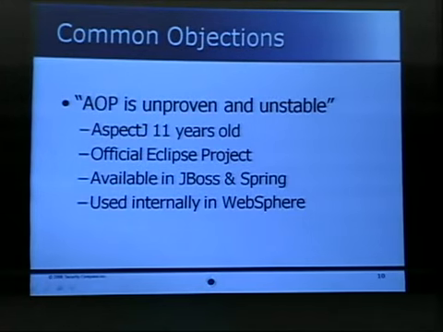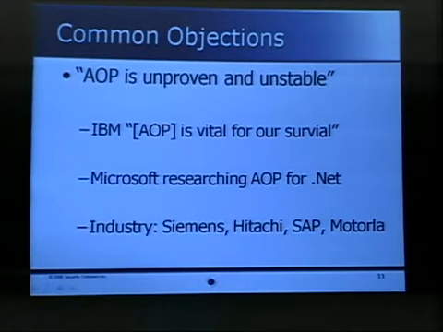AOP is unproven and unstable. Well, IBM has said AOP is vital for our survival. Microsoft, actually, we just found out today Microsoft is no longer researching AOP for .NET. It's actually available for Visual Studio 2005 for C#, okay, from Microsoft itself. There have been third-party add-ins before, but now Microsoft themselves are creating it. No, it's called Aspect AOP for .NET. AOP for .NET? Yeah. Are there multiple kinds? There are multiple kinds of them, but Microsoft has primarily brought this out for C#. They've not yet brought it out for the other ones.